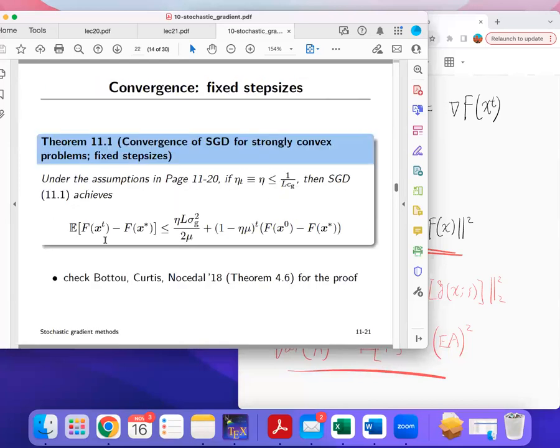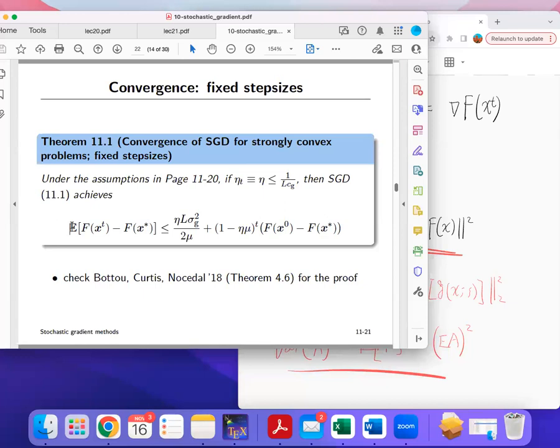Okay. Therefore, in this convergence result, we care about the expected value of this optimality gap, because this f(x_t) minus f star is random. x_t is a random quantity. So this is the optimality gap, but it's a random optimality gap. So we care about the expected performance, the expected optimality gap.